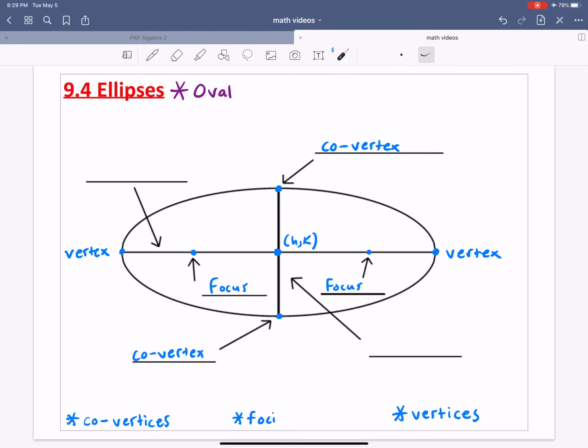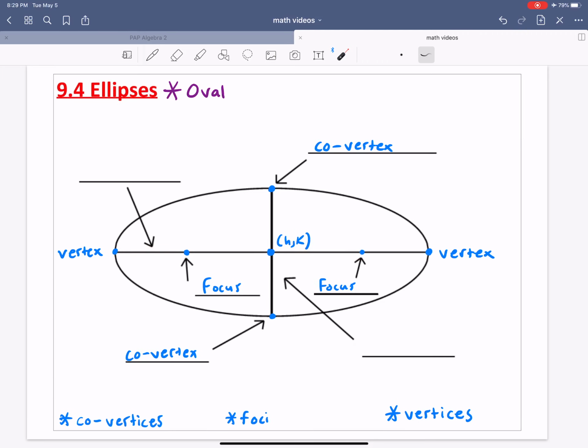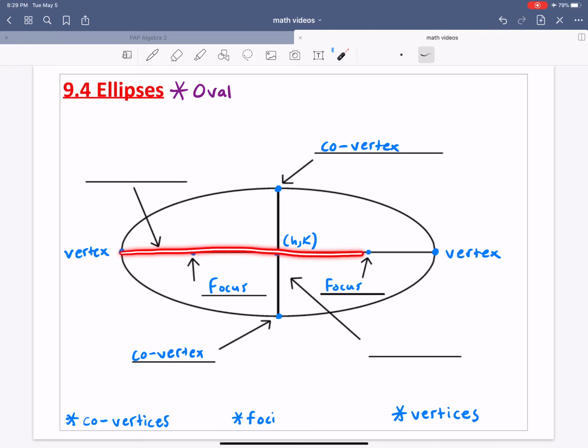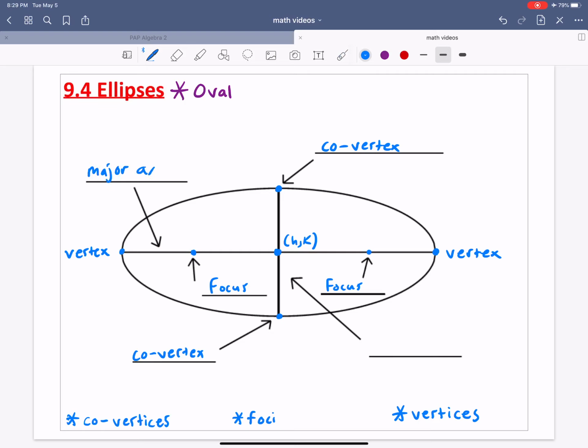The next attribute is this line segment that connects vertex to vertex. Let me draw that again. The line segment that connects vertex to vertex has a name. It's called the major axis. It's called the major axis because that is actually the longest line that you can draw in this ellipse.